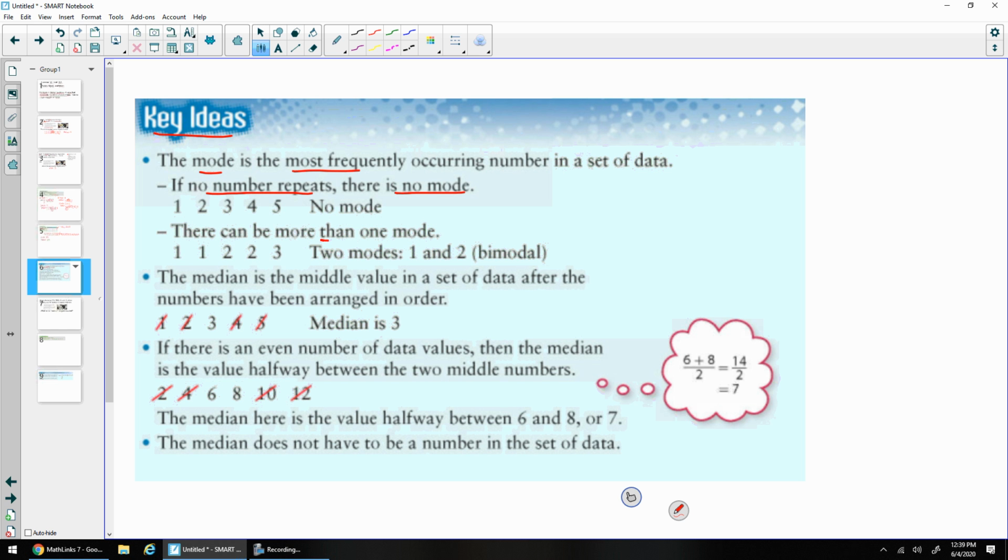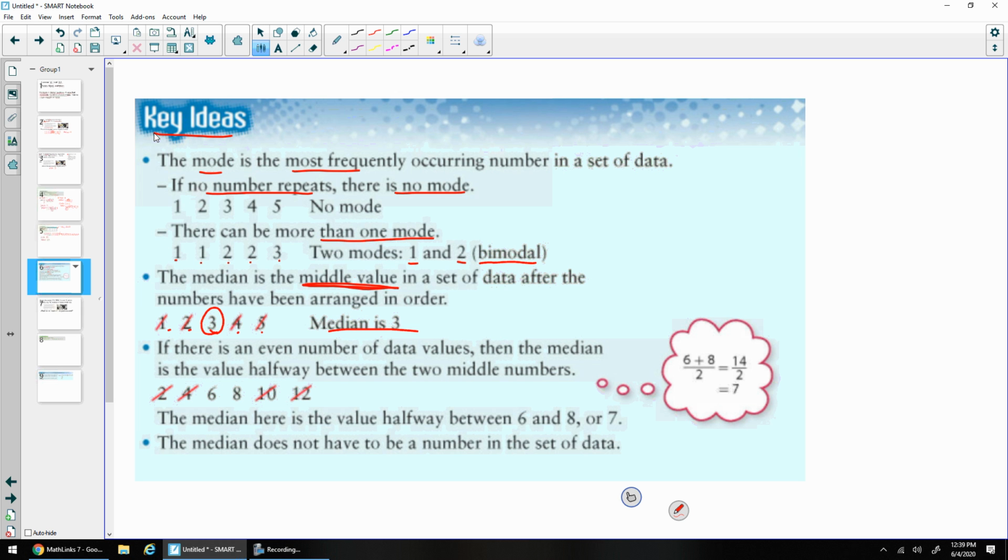There can be more than one mode. So in 1, 1, 2, 2, and 3, there's 2 modes. There's 1 and 2. We call that bimodal. Bi meaning 2, like bicycle, 2 wheels. Bimodal means 2 modes. So the median is the middle value in a set of data after the numbers have been arranged in order. So in this case, 1, 2, 3, 4, and 5, the 3 is in the middle, so it's the median.